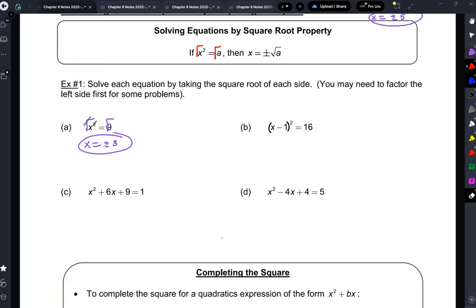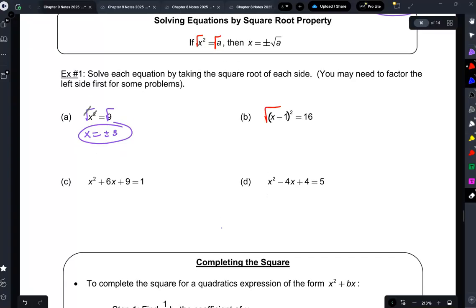So here I have something squared is equal to 16. To get rid of the square, I need to take a square root. So let's take a square root and a square root. Whenever you take the square root of both sides, this and this cancel each other out. x minus 1 equals plus or minus root 16, which is 4.